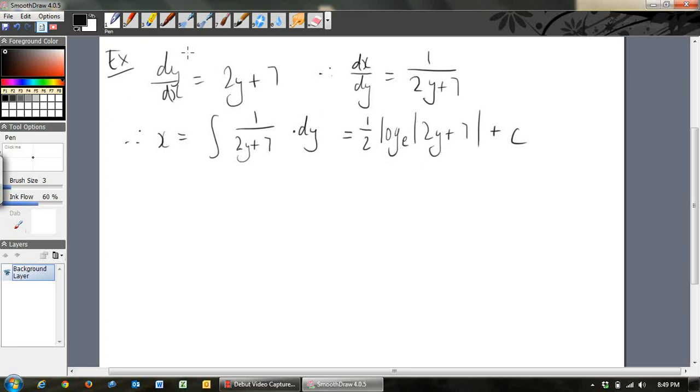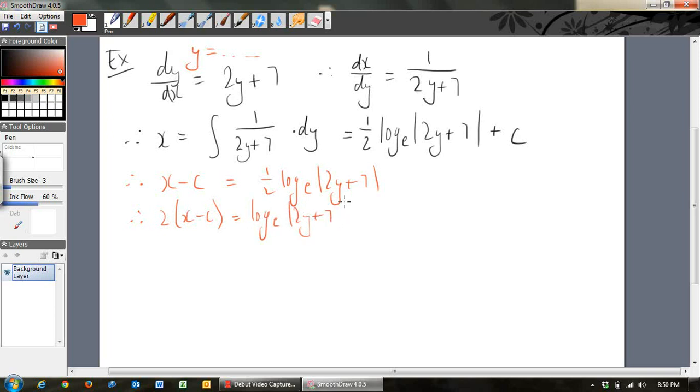Remember, what we're after is what y is equal to. We want the solution to be y equals something. So we just need to rearrange this. Therefore, x minus c is equal to a half log e of 2y plus 7. Now I'm doing this one step at a time. Normally I do this about 5 steps at a time, and you can too. Times both sides by 2: 2 times x minus c is equal to log e modulus of 2y plus 7. That modulus is important. Don't go missing those.